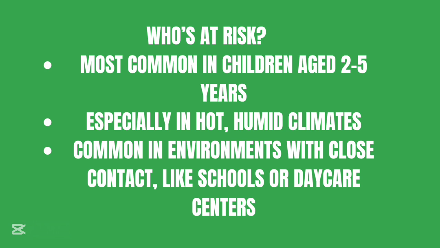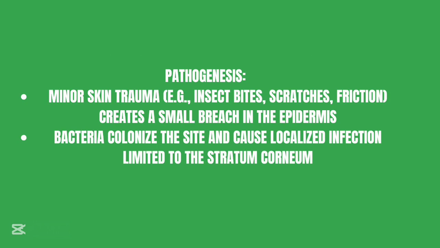So, who is at risk? It's most common in children aged 2 to 5 years, and it occurs especially in hot or humid climates, and it is common in environments with close contact like schools and daycare centers. It easily spreads because of this close contact. So let's look at the pathophysiology of primary impetigo. When there's minor skin trauma from insect bites, scratches, or friction, it causes a small breach in the epidermis, which will now lead to bacteria colonizing the site and causing localized infection, which is limited to the stratum corneum.